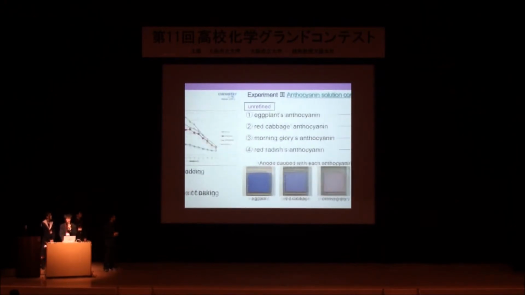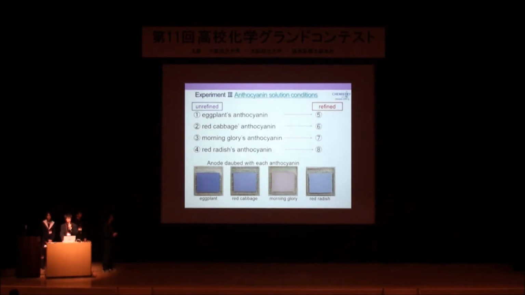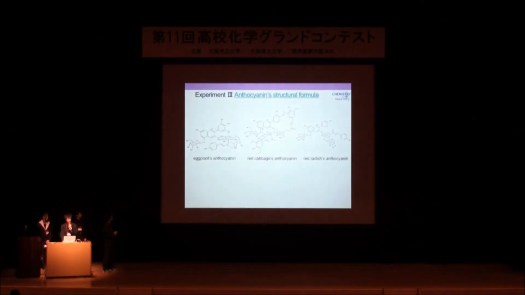Next, I change the anthocyanin solution conditions. I used 4 kinds of refined or unrefined anthocyanin. I regard the concentration of each unrefined solution as equal by equalizing the ratio of molar absorptivity with the ratio of absorbance at the maximal absorption wavelengths. These are unrefined solutions of eggplant, red cabbage, and red radish. The anthocyanidins are delphinidin, cyanidin, and pelargonidin.